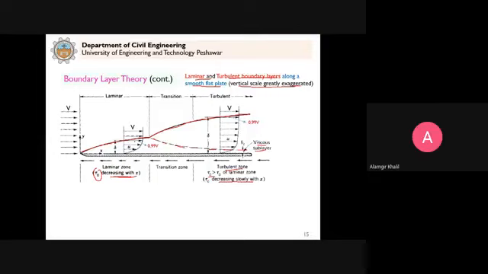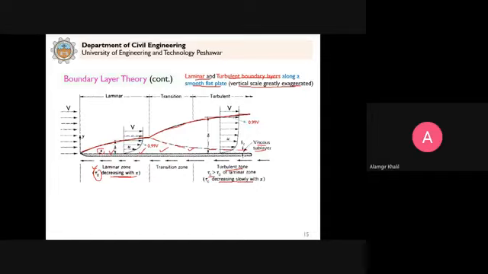Now in this case, you can see that for this boundary layer, we are interested in calculating the shear stress at any distance x. What is the shear stress here? And here, and so on. Because we want to calculate the friction drag forces.